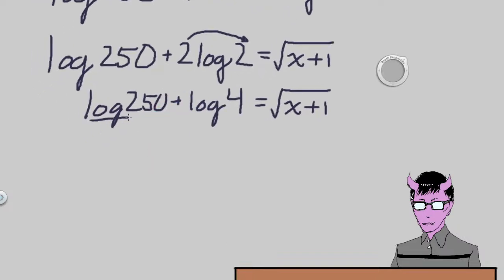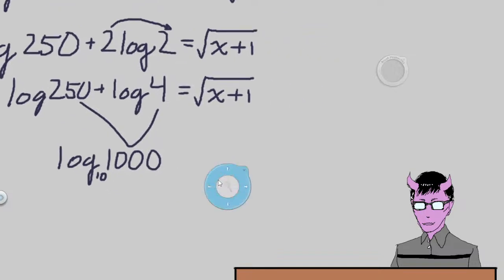Now that we successfully matched this one, there's no more awkward coefficient, so we can use the condensation rule. We just need to multiply argument number 1 with argument number 2 because it's plus, which gets us a 1000, log base invisible 10. I will write it out to make it more visually apparent.